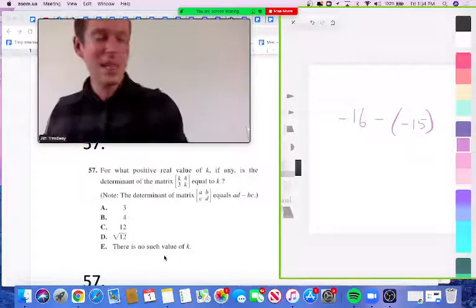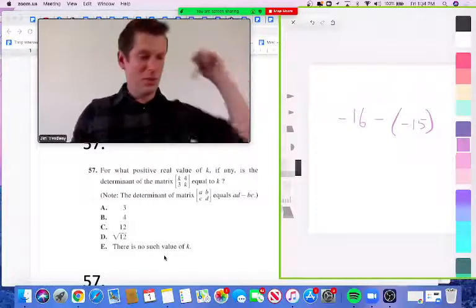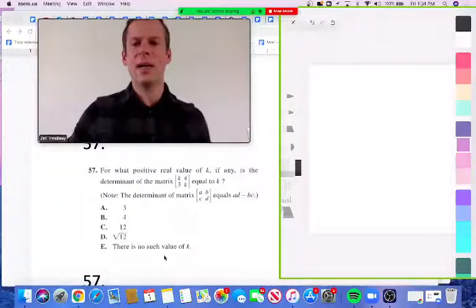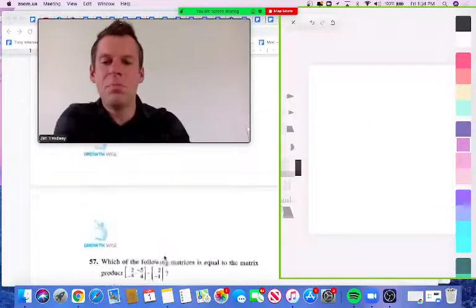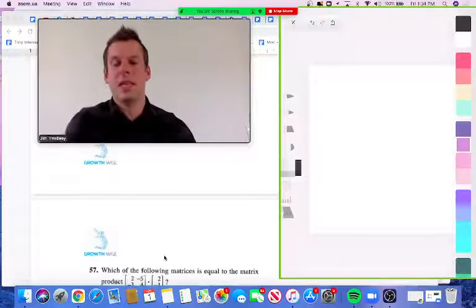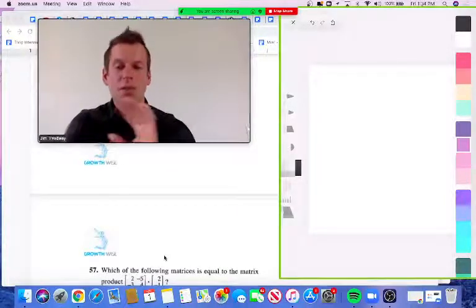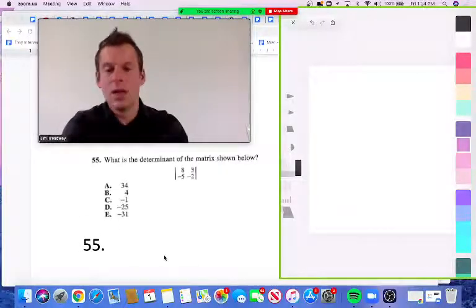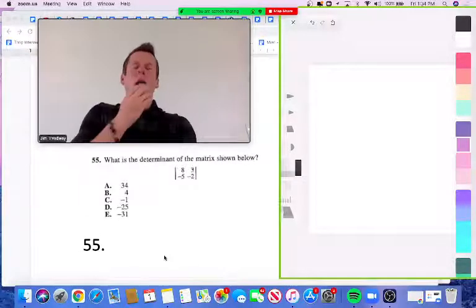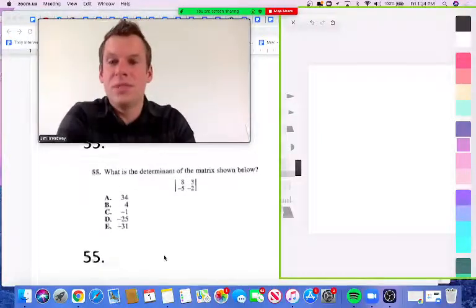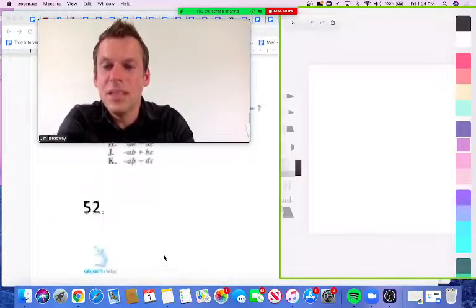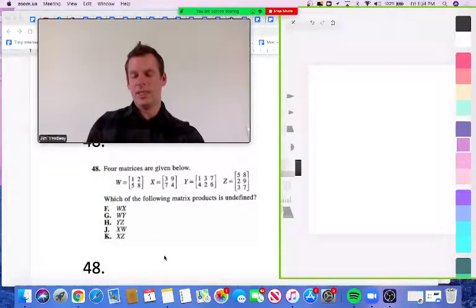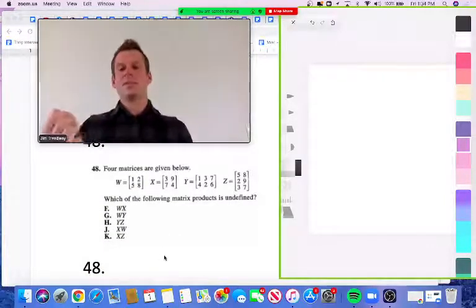Okay. Lastly, let's get to matrix multiplication. It's a little bit more complicated. The big thing to know with matrix multiplication is that in order to be able to multiply two matrices, the number of columns in the first matrix must equal the number of rows in the second matrix. Columns in the first matrix has to equal the number of rows in the second matrix.